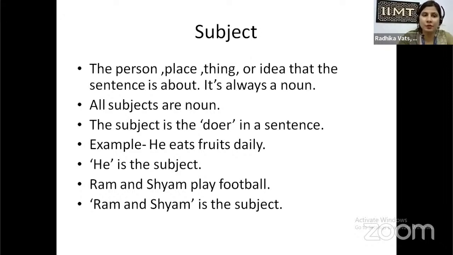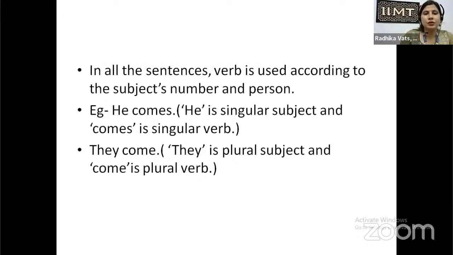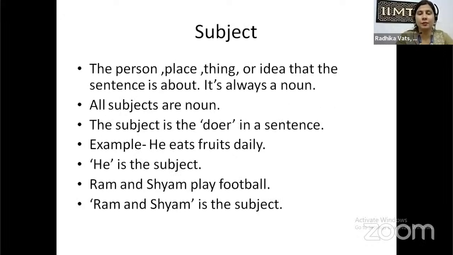I am repeating once more. It is the person, place, thing, or idea that the sentence is about. And one of the most important things is that it is the doer in a sentence. Now I will come to the next part, that is verb. We use three terms here: subject, verb, and agreement. So we have heard what a subject is.